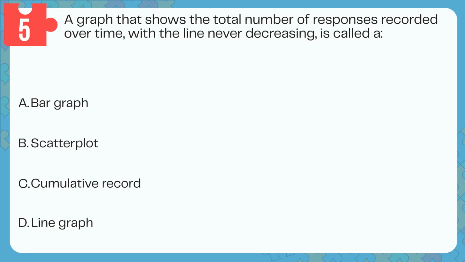Question 5. A graph that shows the total number of responses recorded over time, with the line never decreasing, is called A. bar graph, B. scatter plot, C. cumulative record, D. line graph.